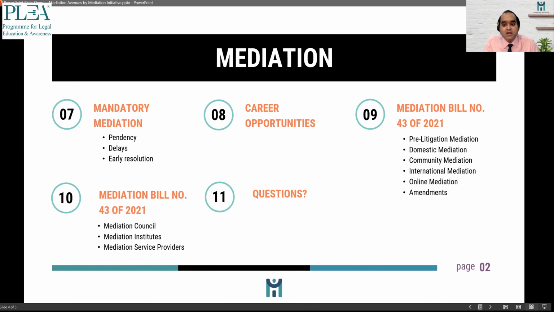Then the mediation bill makes some differentiation with respect to the kind of mediation, whether it is domestic mediation, community mediation, international mediation.